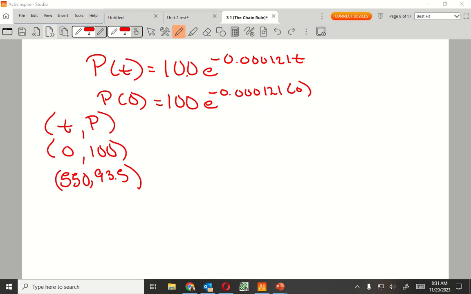So now, as I do that, can I find the slope in between these points? Yes, you can. What I did is I plugged in my known values, I got two distinct points, and the rate of change is just the slope. So I'm just going to do the slope formula. It's going to be 93.5 minus 100 over 550 minus 0.